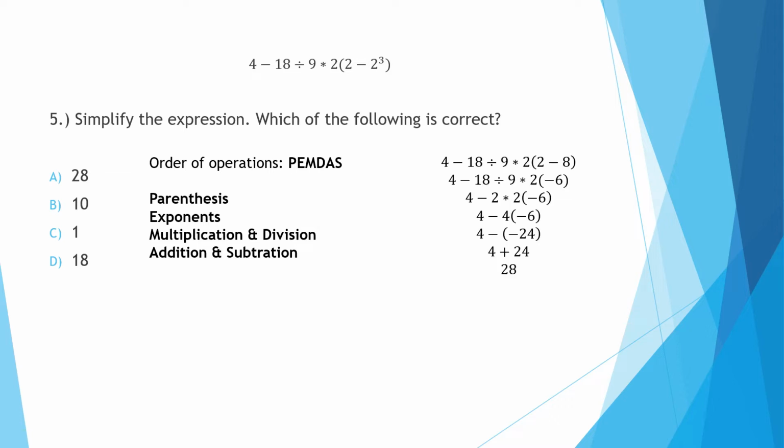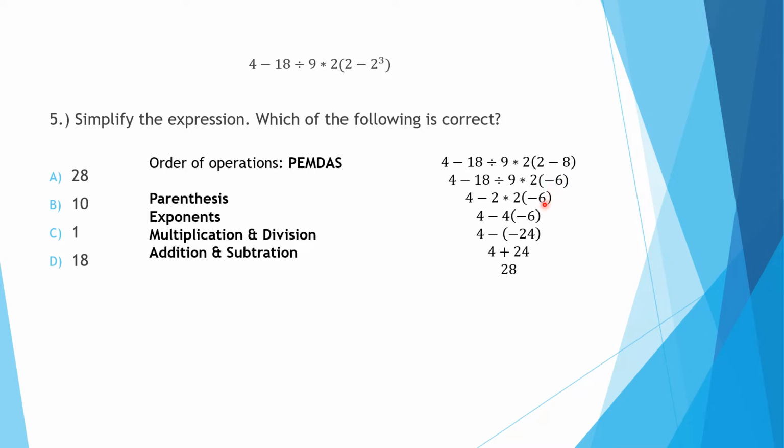To simplify this, first we must look into our parentheses. In our parentheses, the order of operations exists as well, so we need to handle our exponents before we handle our subtraction. 2 cubed is equal to 8. Our next step, simplifying parentheses, 2 minus 8 will give us -6.